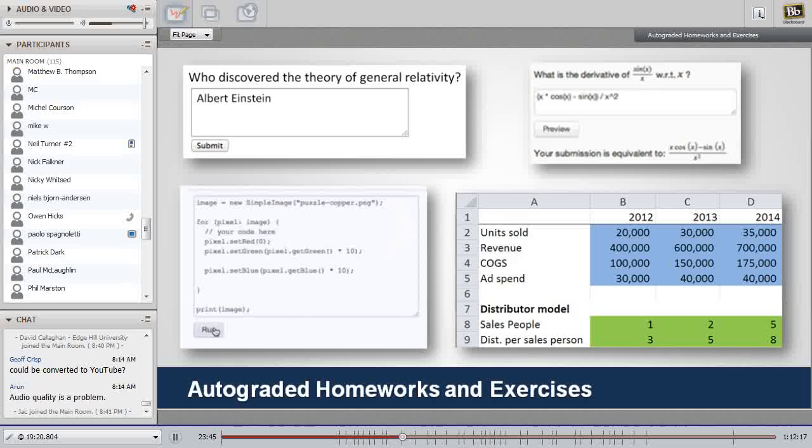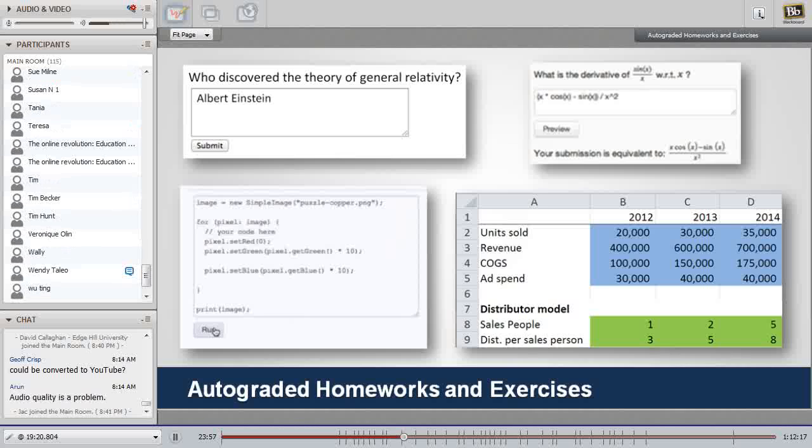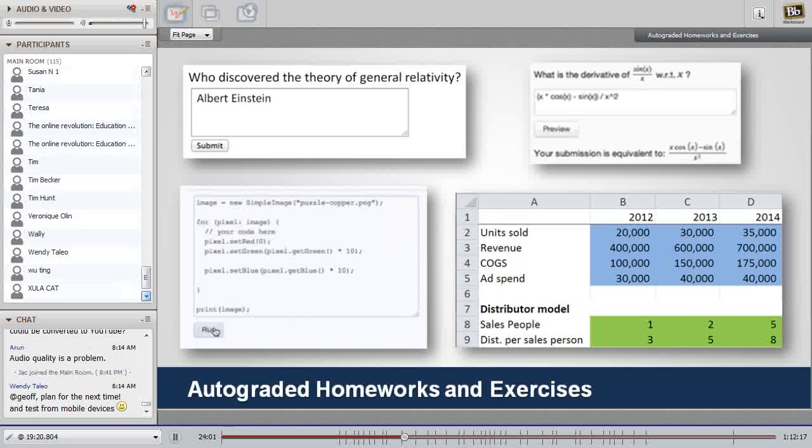This slide shows some examples of the questions that we have. Most of these examples can be embedded right in the middle of a lecture video. So you can imagine a video talking about the history of science, and right in the middle of the lecture, the video can pause and pop up a question that says, who discovered the theory of general relativity?